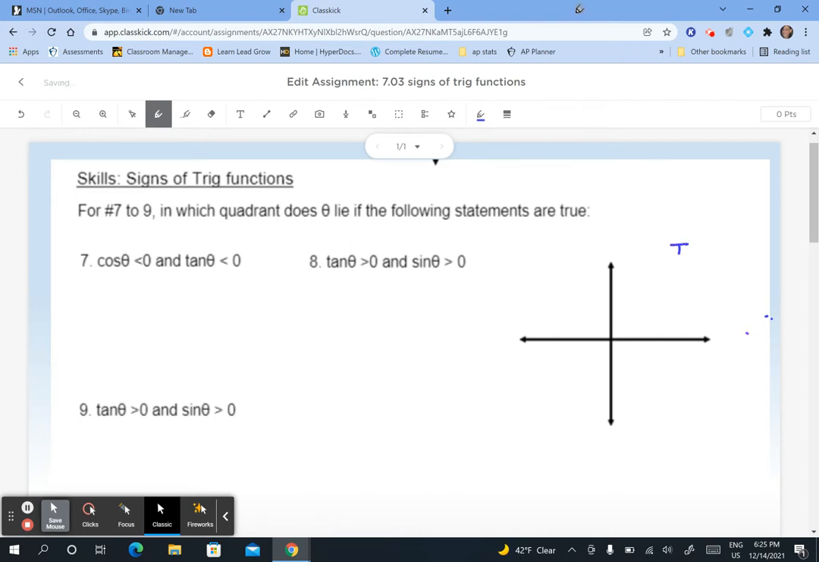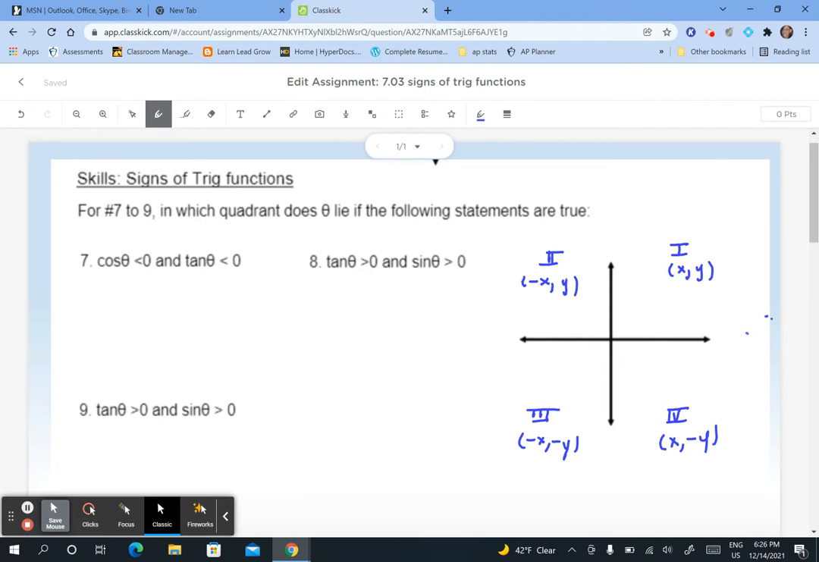When we're in quadrant 1, a point can be represented as positive x, positive y. When we're in quadrant 2, a point can be represented as negative x, comma, positive y. When we're in quadrant 3, a point can be represented as negative x, negative y. And when we're in quadrant 4, our point can be represented as x, comma, negative y.